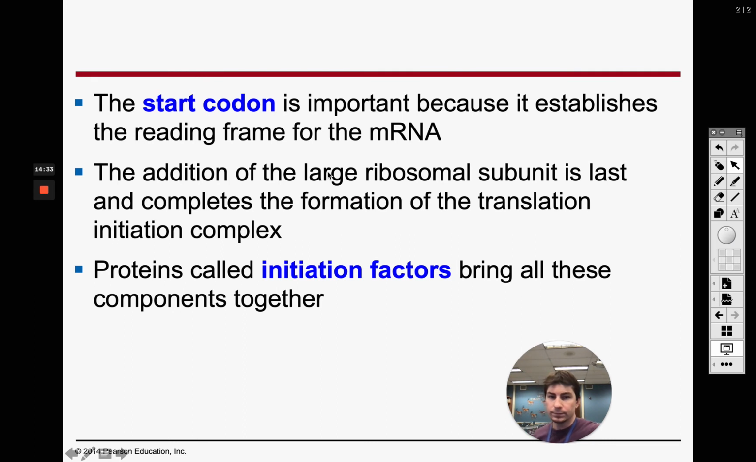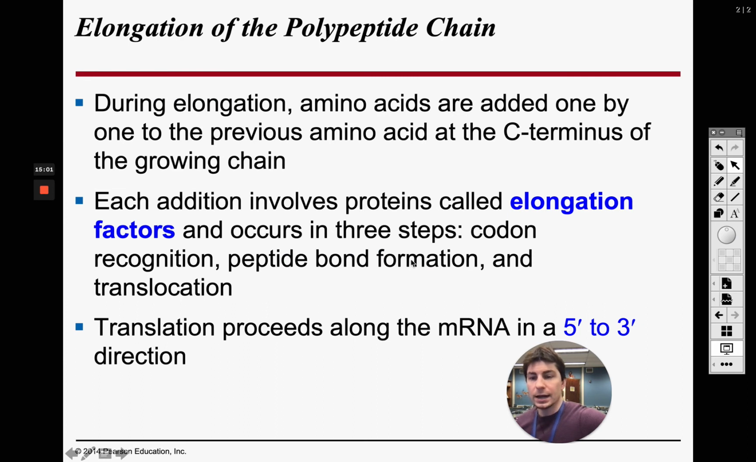So the start codon starts our sequence, and then we're going to bring these proteins over called initiation factors, and that's going to bring all of our different components of translation together. It's going to bring our mRNA over to the different sites. It's going to bring our tRNA, making sure it binds to the mRNA and brings it over to the various sites as well. So now, after that, we are going to elongate our polypeptide chain.